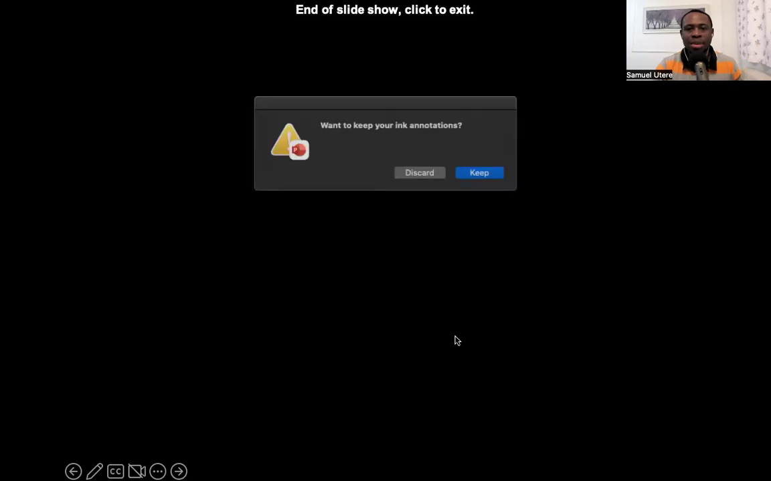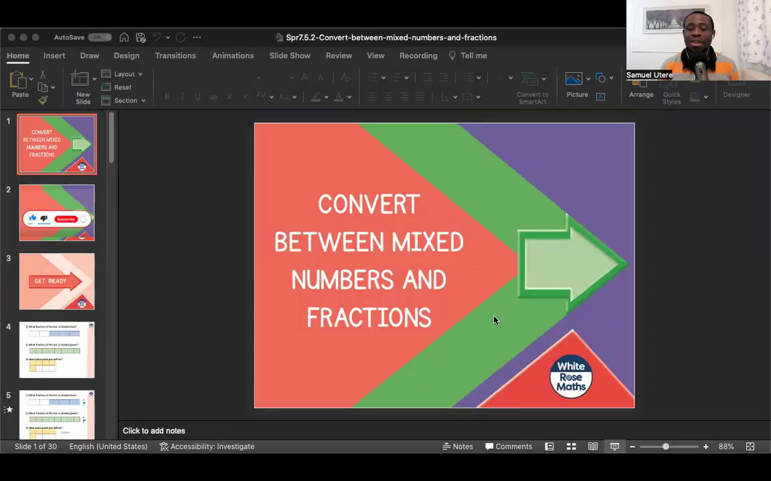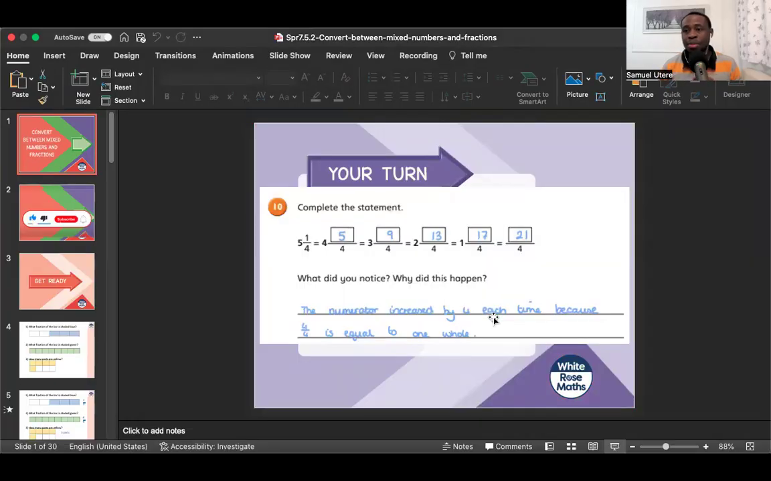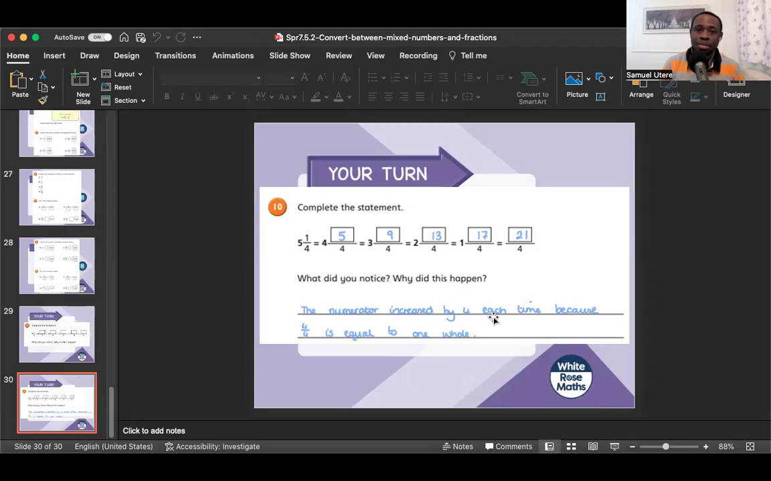And that brings us to the end of our lesson. So far you have learned how to convert between mixed numbers and improper fractions, and between improper fractions and mixed numbers.